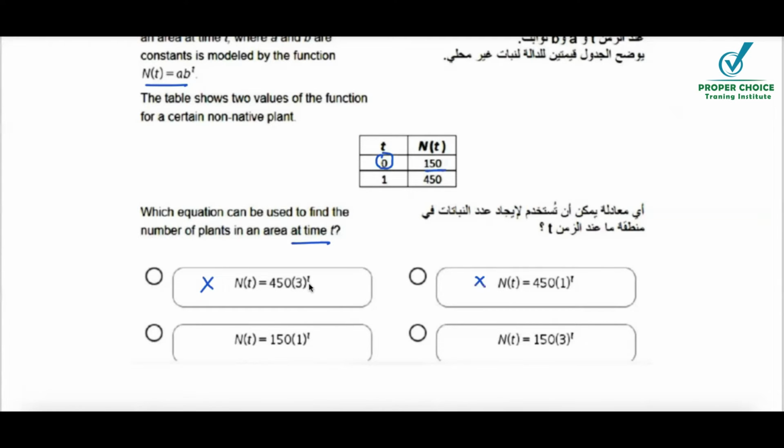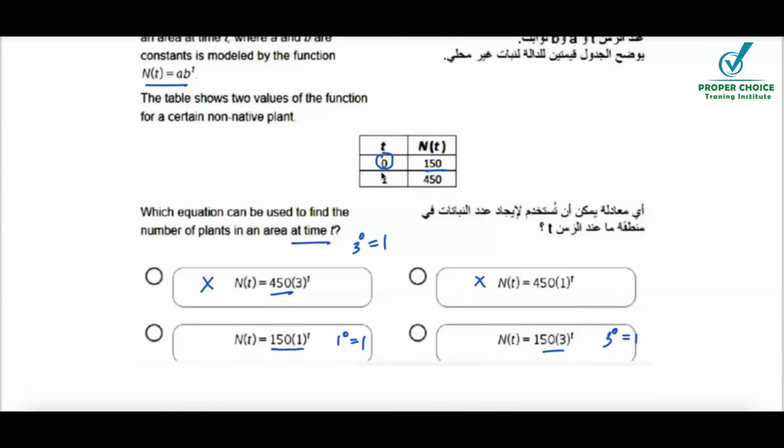Why? Because when you put t as 0, any number to the power 0 turns out to be 1. So 450 multiplied by 1 gives me 450 as the initial value, but I'm looking for 150. In the same way, this is also not possible. Now we are left with two more options. Here when you put t as 0, that gives me 150, because 1 to the power 0 is equal to 1. 1 times 150 gives me this. Here also 3 to the power 0 gives us 1. So 150 times 1 gives me this. Either this one or this one would be the answer.